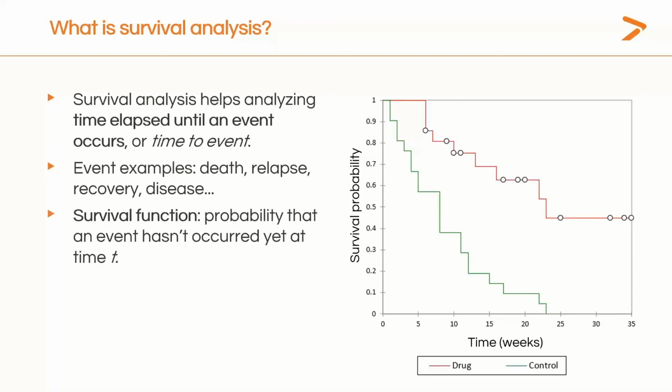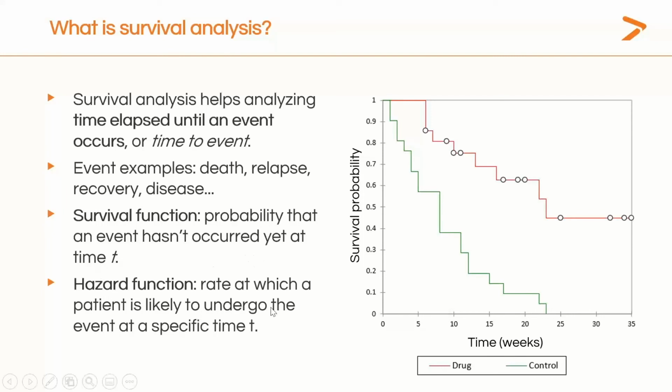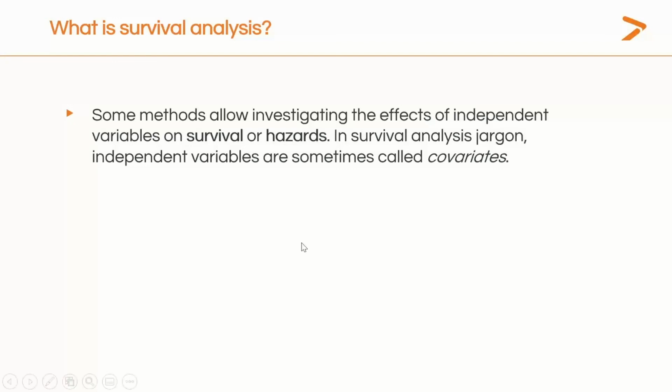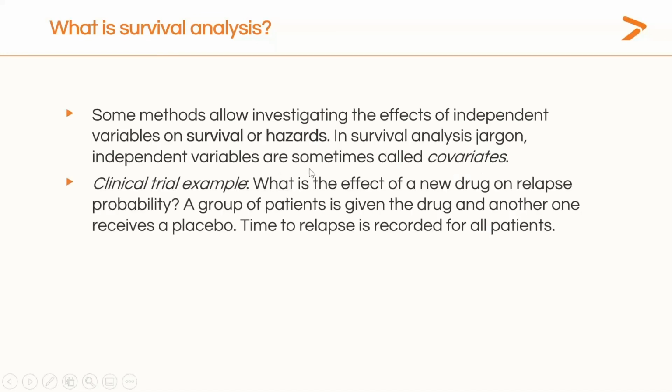There are two things you can estimate in survival analysis. The survival function, which is what you're seeing in this chart. This is the probability that an event hasn't occurred yet at time t. And the hazard function, which is the rate at which a patient is likely to undergo the event at a specific time t. So the hazard function is more instantaneous. The survival function is more about the duration. Some methods allow investigating the effects of independent variables on survival or hazards. And in survival analysis jargon, independent variables are often called covariates.